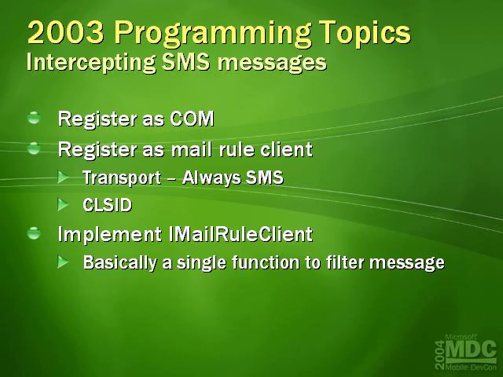In your object, there's a simple interface, IMailRuleClient. It's essentially a single function to filter your message. There is an initialization function. You just don't do a whole lot in it.